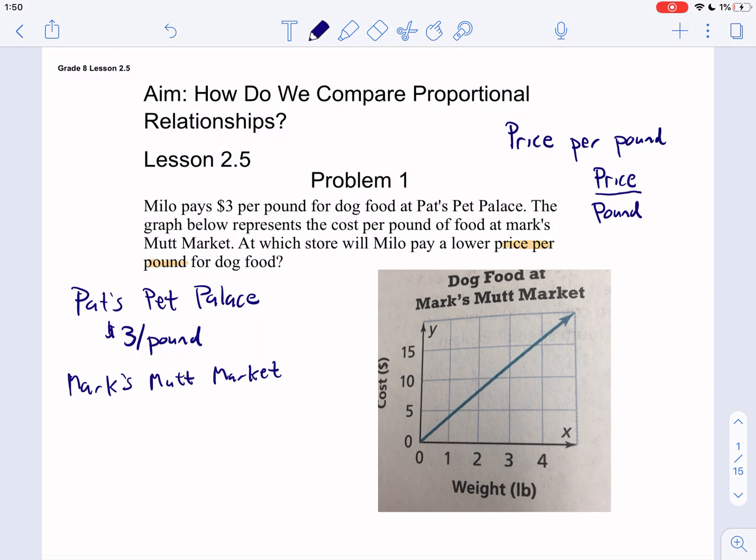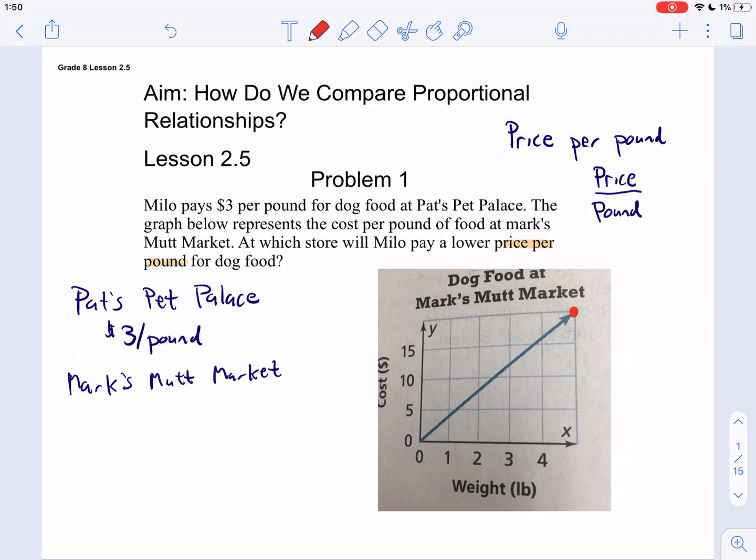So I'm going to use my graph. When I use my graph, I want to be sure to use something that falls right on my grid. So I'm going to use this point here. At that point there, we have 5 pounds, and the cost is $20. So to find the price per pound, I would do the price, which is 20, divided by 5. 20 divided by 5 is 4. So Mark's Mutt Market is $4 per pound.